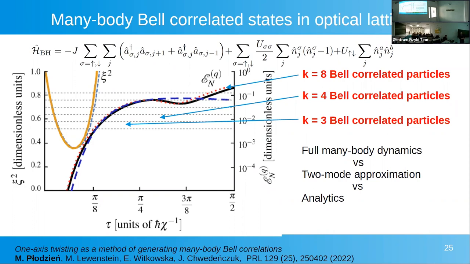So what we can read from this figure, we can put horizontal lines which distinguish between different kinds of correlation which appear in the system. For example, you can see that for times from, let's say, pi half plus epsilon, in this time we have three Bell-correlated particles. For this period of time, we have four Bell-correlated particles, and finally at pi half we have all particles correlated in terms of our correlator. So it means that indeed we are preparing, in the lab, an experimental protocol generating a many-body entangled state.